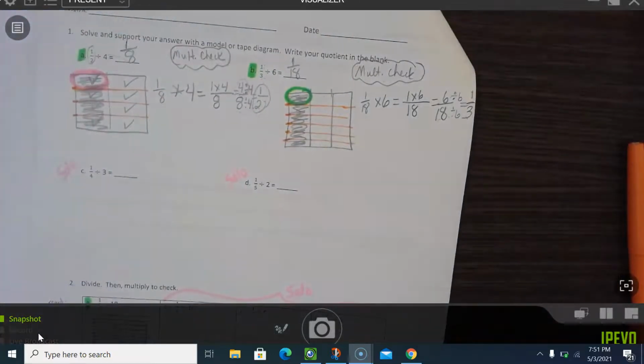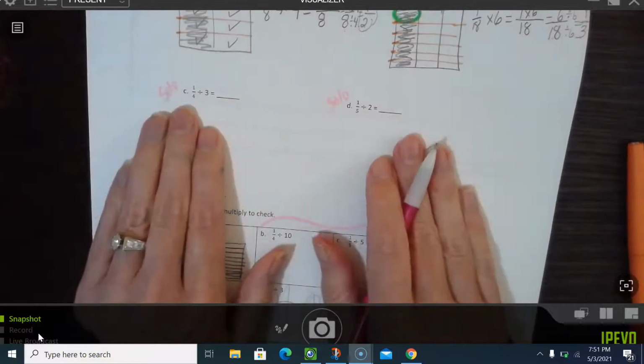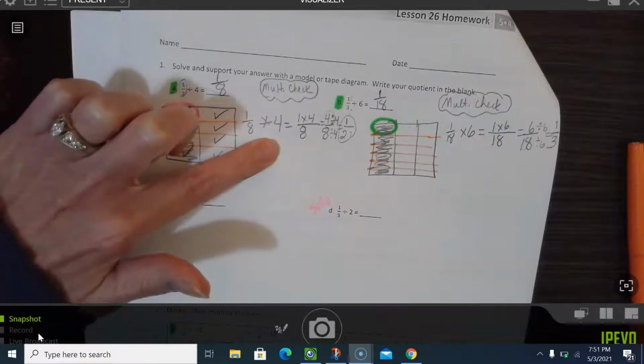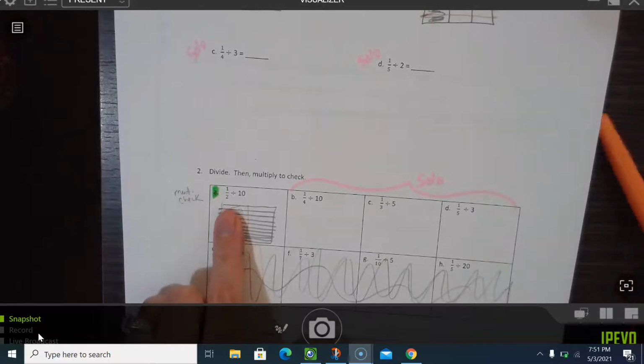So your job, we're going to do one more together on the bottom. Your job will be to do C and D on your own, drawing the area model, and then showing your multiplication checking. Let's do one of them down here. These get a little tricky. They're kind of harder to draw.